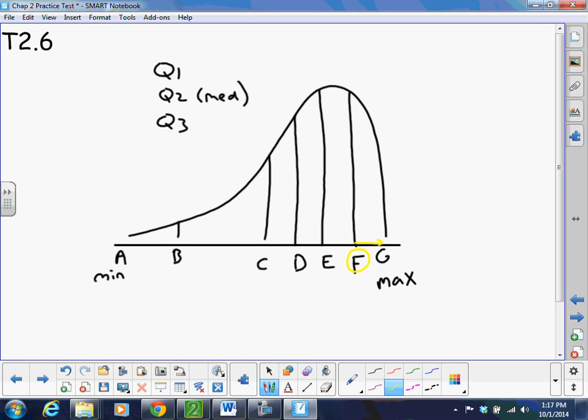Also B kind of looked a little small. I didn't think that there was 25% of the values here, so I didn't think B was Q1. So I think B and F were the two that were not in the 5-number summary there. Okay, so the answer for that one was D.